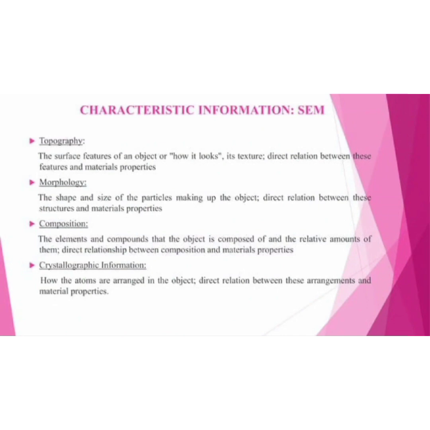Next, composition. The elements and compounds that the object is composed of and the relative amounts of them. Direct relationship between composition and material properties. Next, crystallographic information. How the atoms are arranged in the object.